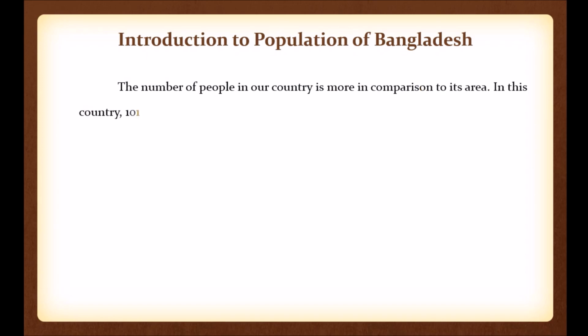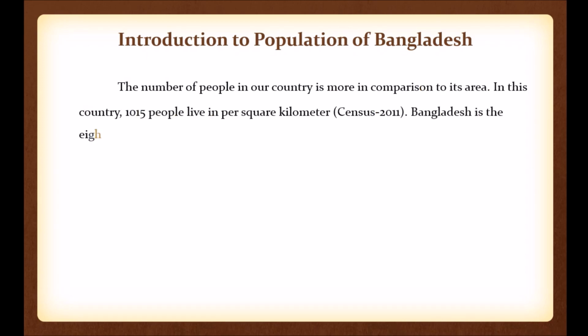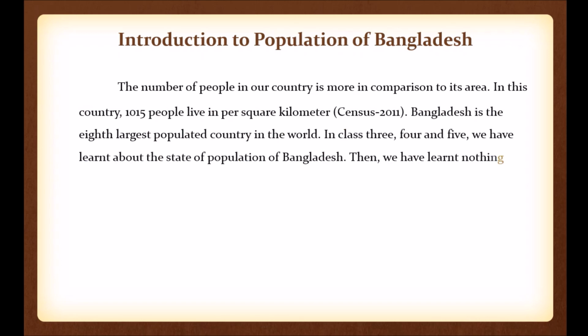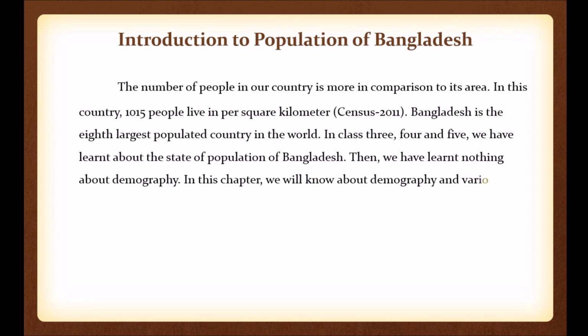The number of people in our country is more in comparison to its area. In this country, 1,015 people live per square kilometer. This is according to Census 2011. Bangladesh is the 8th largest populated country in the world. In class 3, 4 and 5, we have learned about the state of population of Bangladesh. Then we have learned nothing about demography. In this chapter, we will know about demography and various elements that influence the change of population.